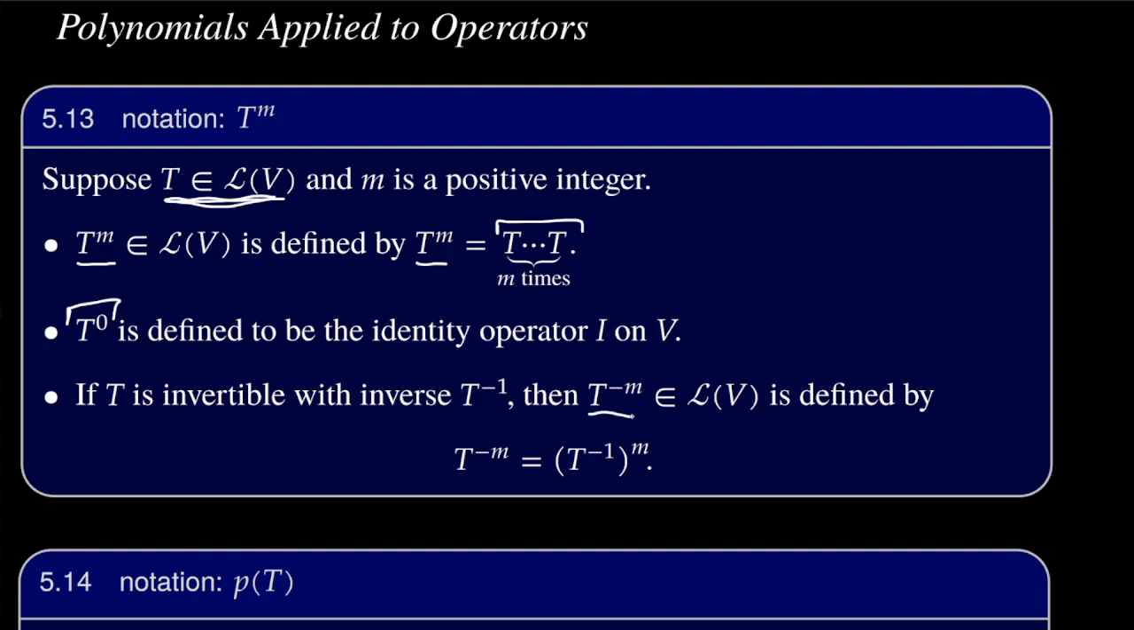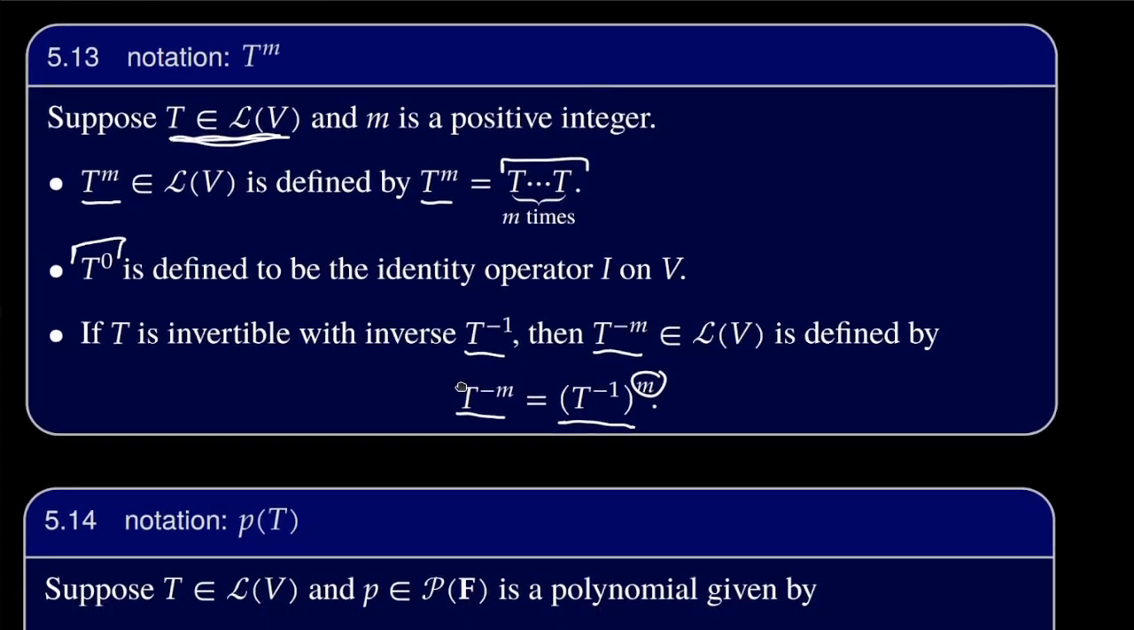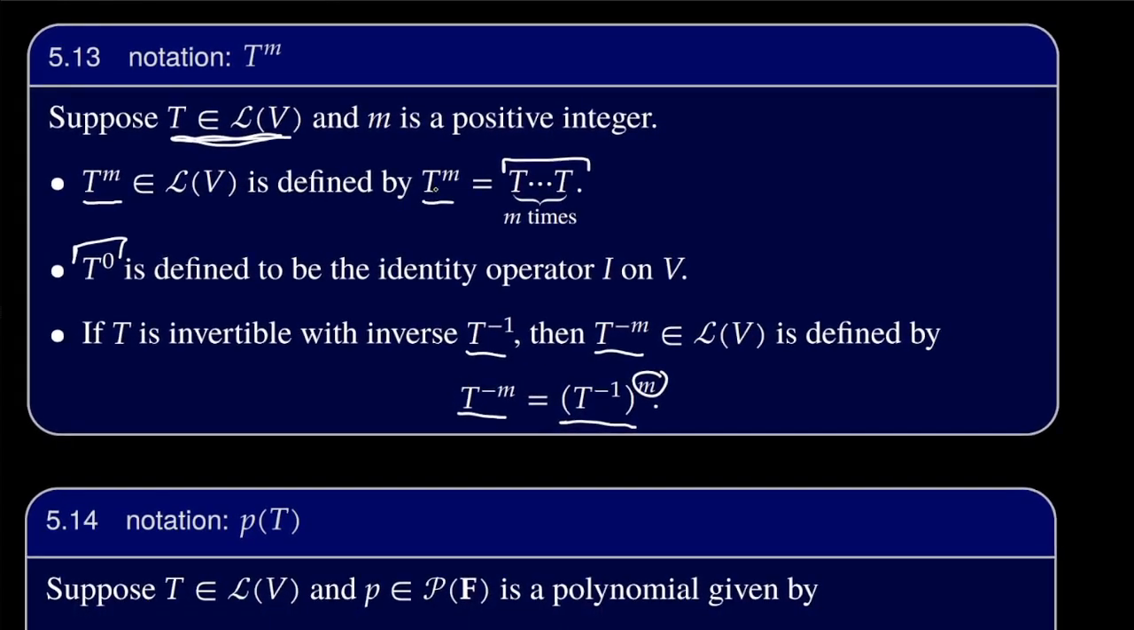We'll write T to the minus m to mean do T inverse m times. That is, T to the minus m is just T to the minus 1 to the m. Oh, okay, cool. So if T is invertible, we can keep doing its inverse just as well as T, since its inverse will once again send v to v, and we can plug outputs back into T inverse. All right, cool. So we've got powers of T.